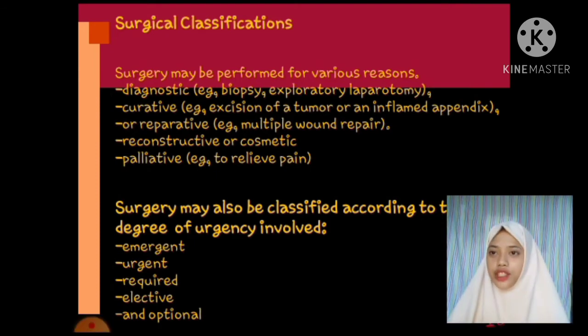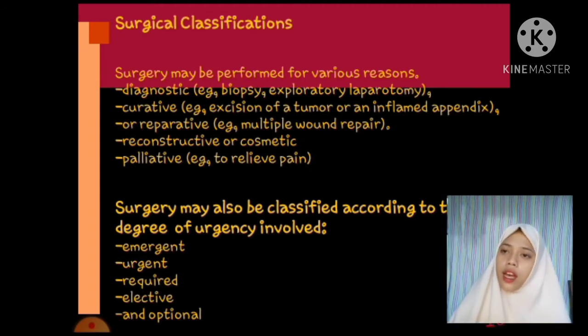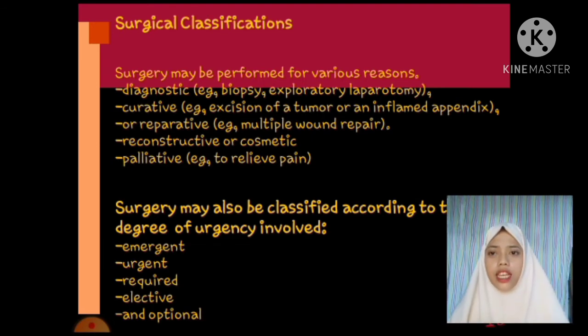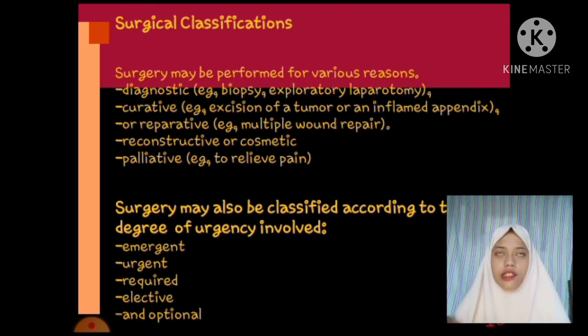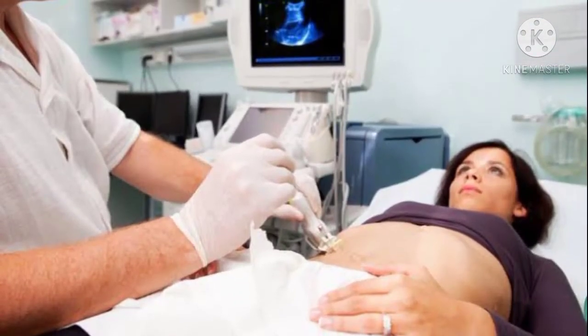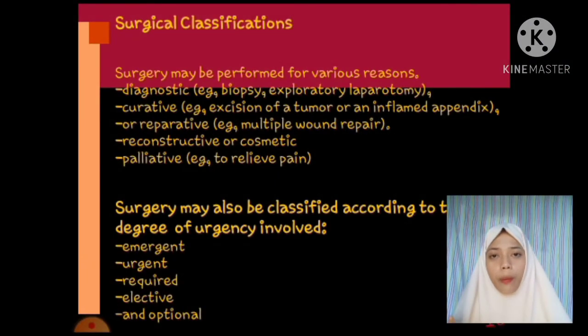So next is the surgical classifications. Surgery may be performed for various reasons. So first is diagnostic, for example, like the biopsy and exploratory laparotomy. Biopsy is the removal of tissues from any part of our body, and exploratory laparotomy is the surgery to open the belly area.